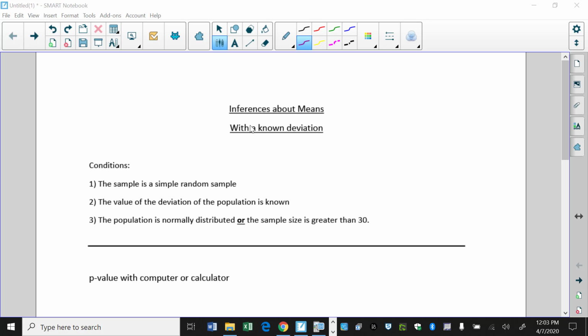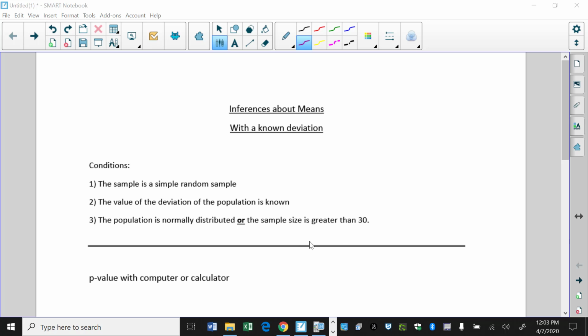So these are the conditions when we're talking about means. It needs to be a random sample, just like always. We need to know the value of the standard deviation. We're going to talk about a different scenario in the next section, but right now, we're going to assume we know the standard deviation. And the population is normally distributed or the sample size is greater than 30.